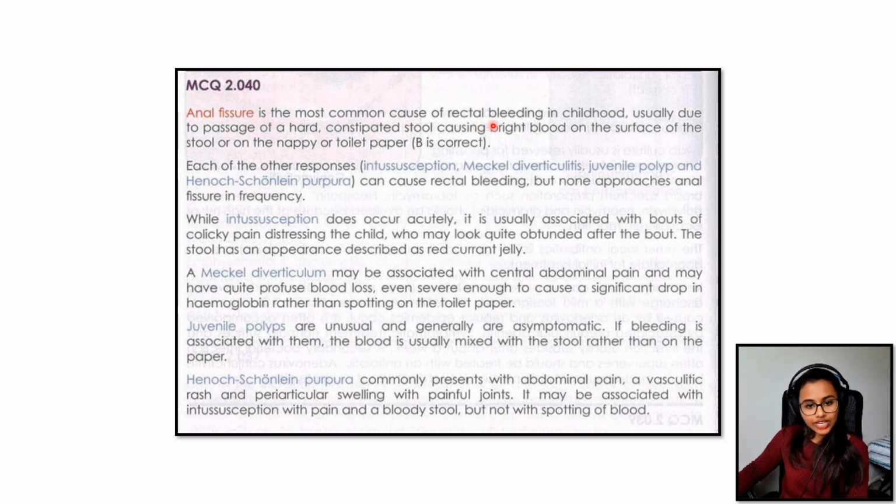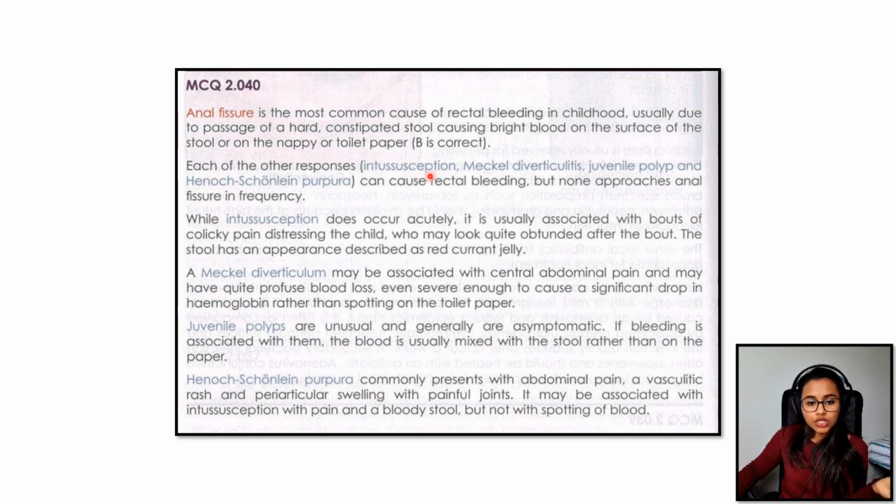See, anal fissure, it's very common to cause rectal bleeding in childhood, because children can have a very hard and constipated stool, and this will cause very bright blood on the surface of the nappy or the toilet paper. So that's why the answer is anal fissure. Now, why is it not the other options? They do give explanation for that also, and that's how you should learn.